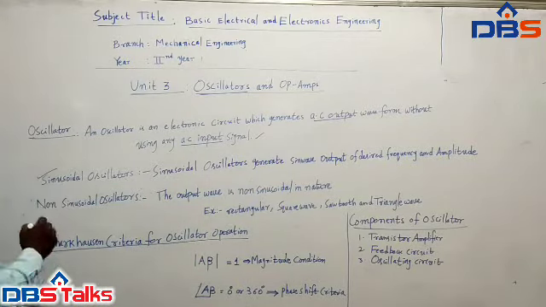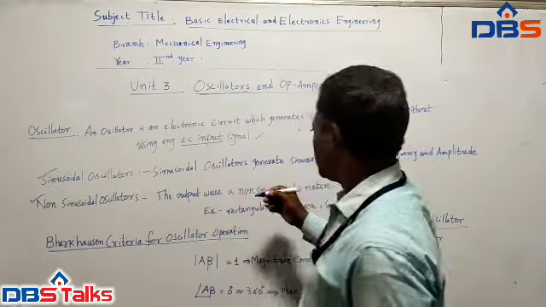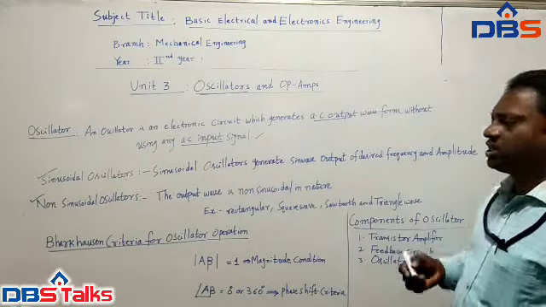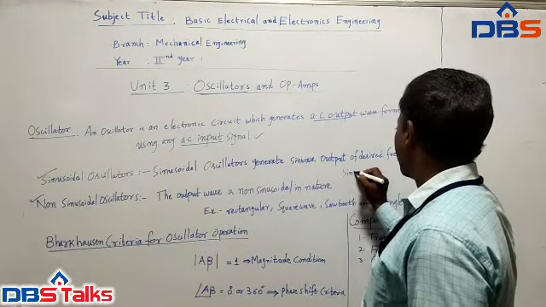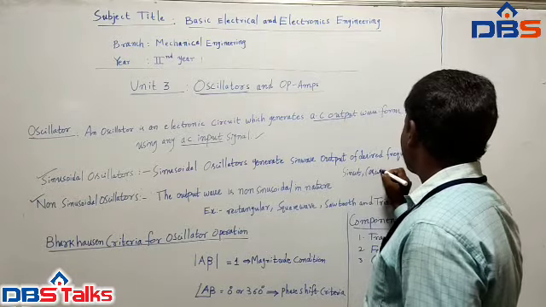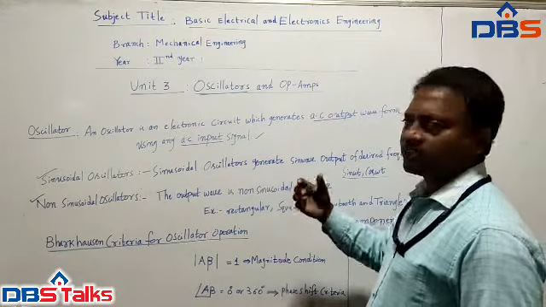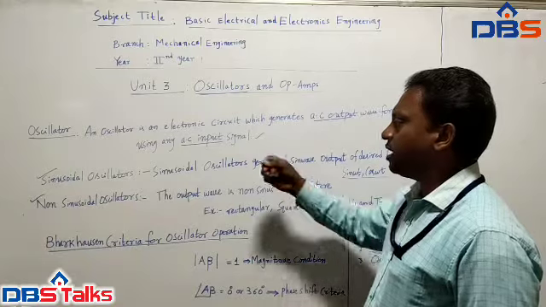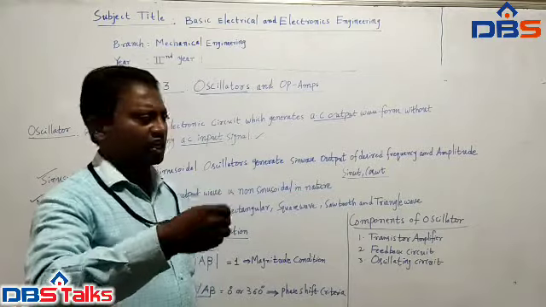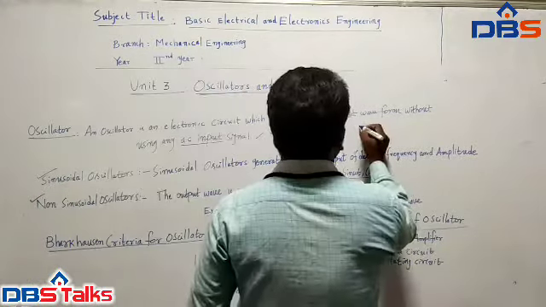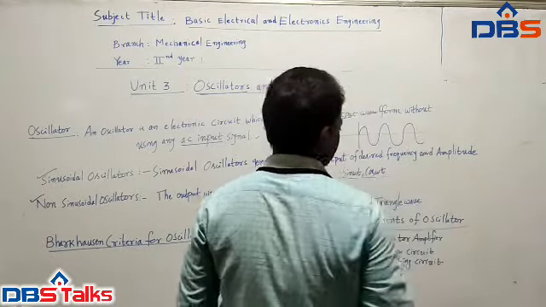Now we will see what different types of oscillators are present: sinusoidal oscillators and non-sinusoidal oscillators. Sinusoidal oscillators means the oscillators in which the output waveform is sinusoidal in nature. Sinusoidal means sin omega t, cos omega t. These are examples of sinusoidal signals. So if the output of an oscillator is a sinusoidal signal, then we say that it is a sinusoidal oscillator. It's simple to remember: if the oscillator is producing sinusoidal oscillations, these are sinusoidal oscillations.